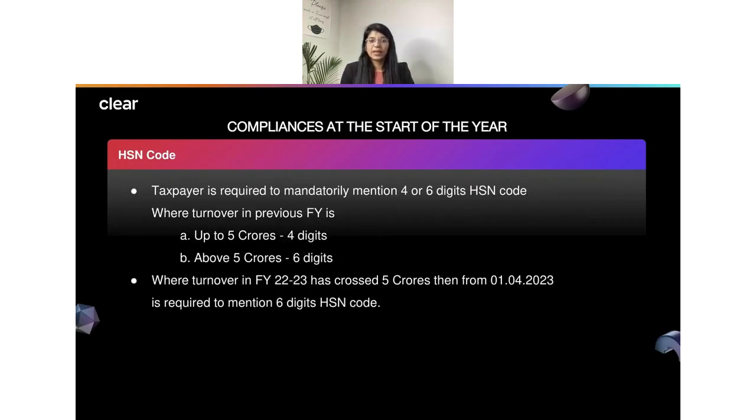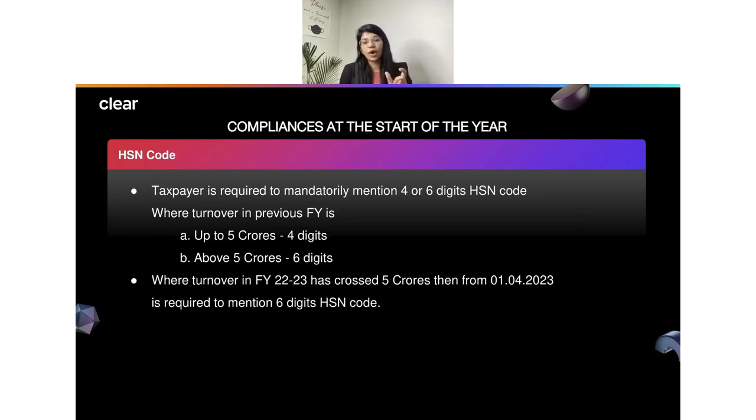Now another part is about the HSN code. You might know that while we are filing our GSTR-1, we have one section called HSN summary. In that HSN summary we need to code the HSN number, the rate of tax, the total taxable value, and the total tax amount. That is a summary which we have to always submit while we file our GSTR-1.